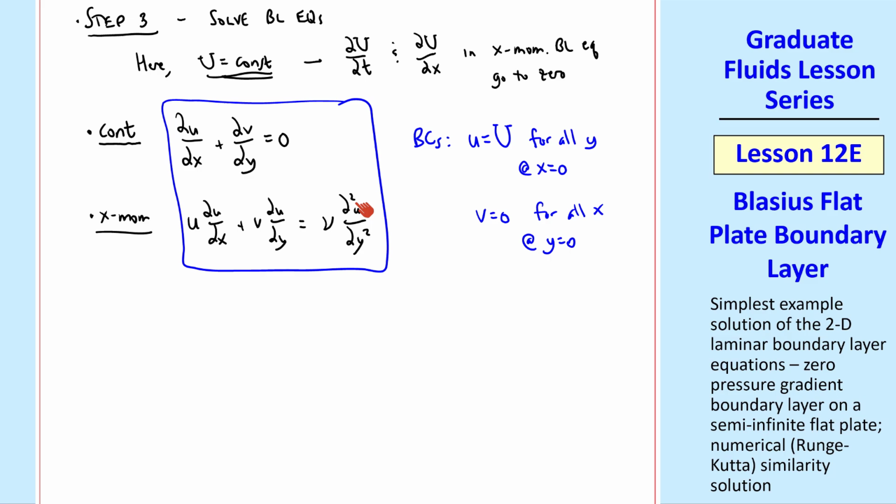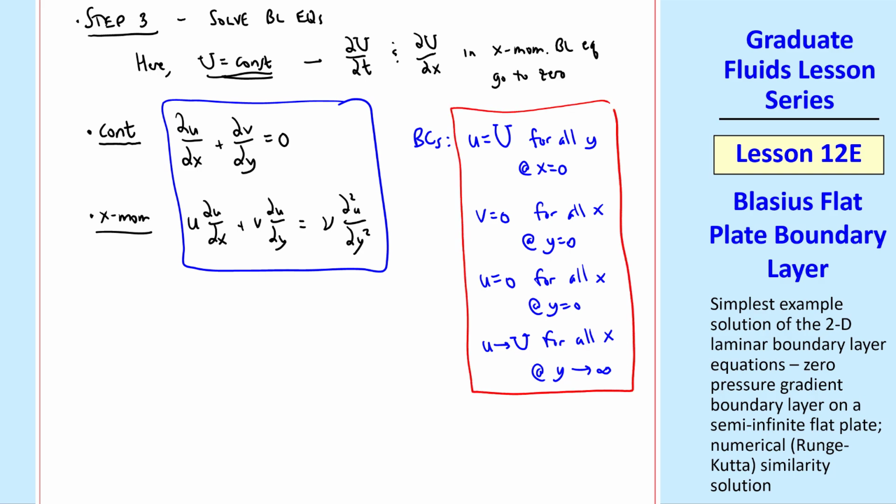Since we have second order for U with respect to y, we need 2 boundary conditions, namely the other no-slip condition, U equals 0 for all x at y equals 0, and U approaches capital U for all x, and this one is as y goes to infinity, in other words, somewhere above the boundary layer. U has to asymptote to capital U. These are the 4 boundary conditions that we have for this problem. We have the right number of boundary conditions, the right number of equations for the 2 unknowns, so theoretically we should be able to solve this problem.